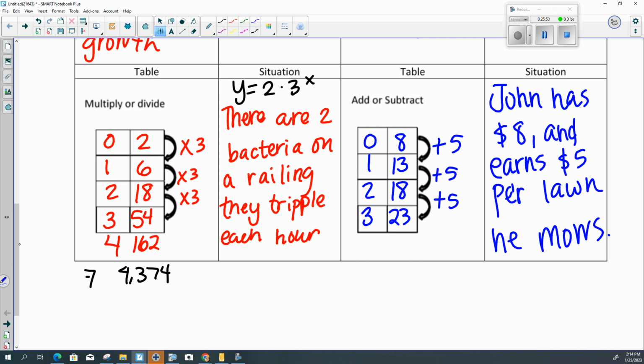I'm going to pass out to everyone a baggie. Please don't mix them up with your neighbors. They have either an equation, a table, or a graph. Equations, tables, and graphs.